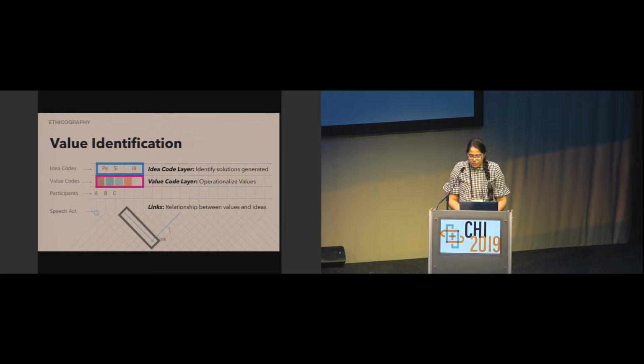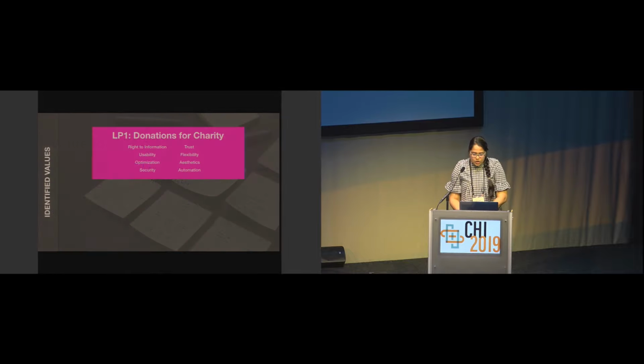Analysis of the relationships of values to each other or over time are possible using the ethicograph method, but are outside the scope of this paper. The related idea codes help identify any concrete solutions related to the value applied or traded off. The values were adapted a priori from Friedman.